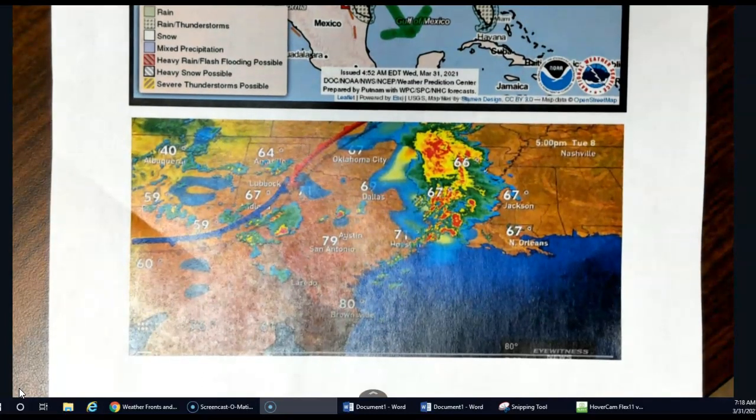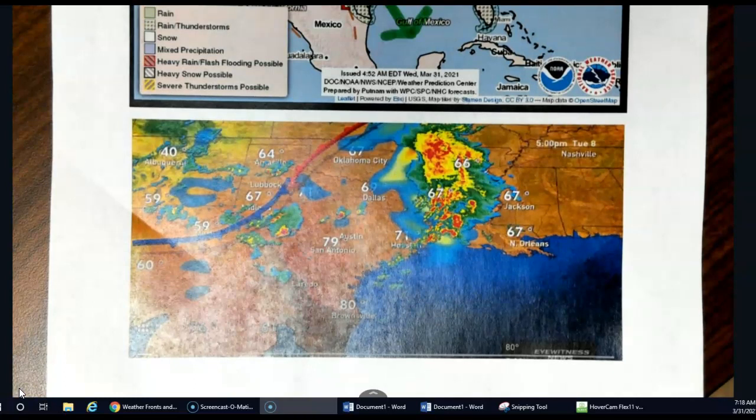So when you look at a weather map, first identify what type of front you're looking at, what direction the front is moving, and then think about what would be the weather before the front, during the front, and after the front.